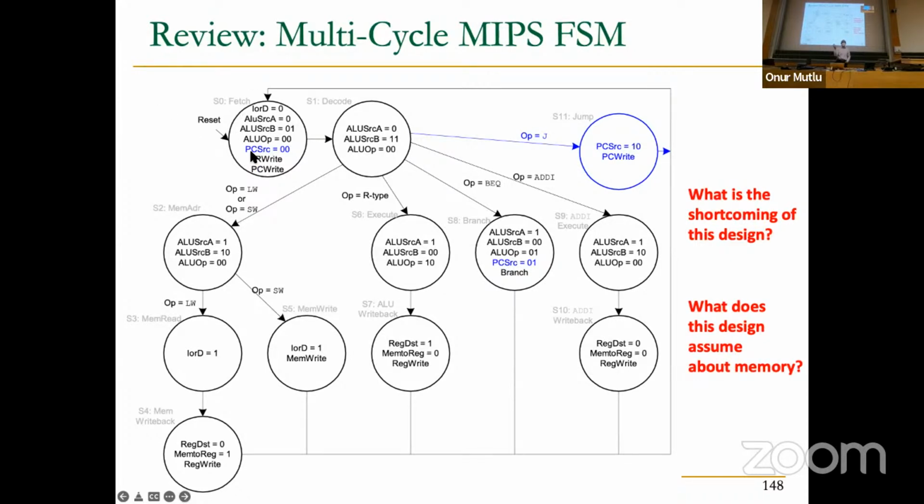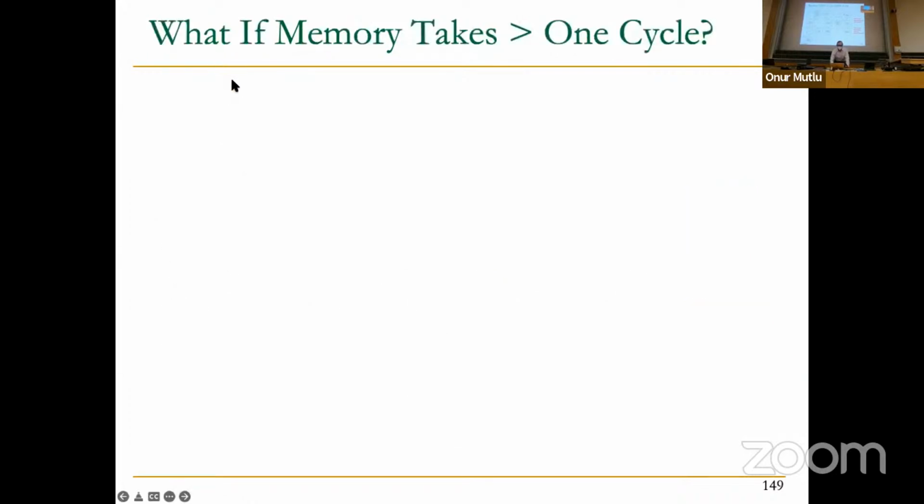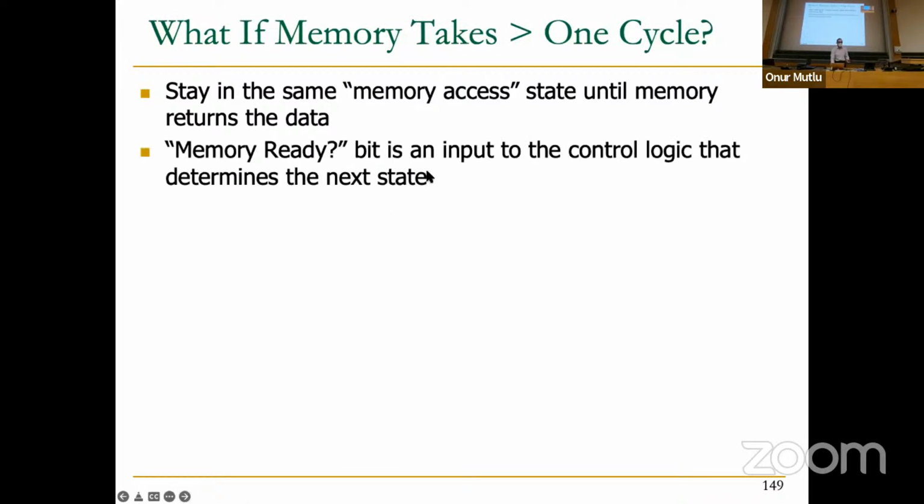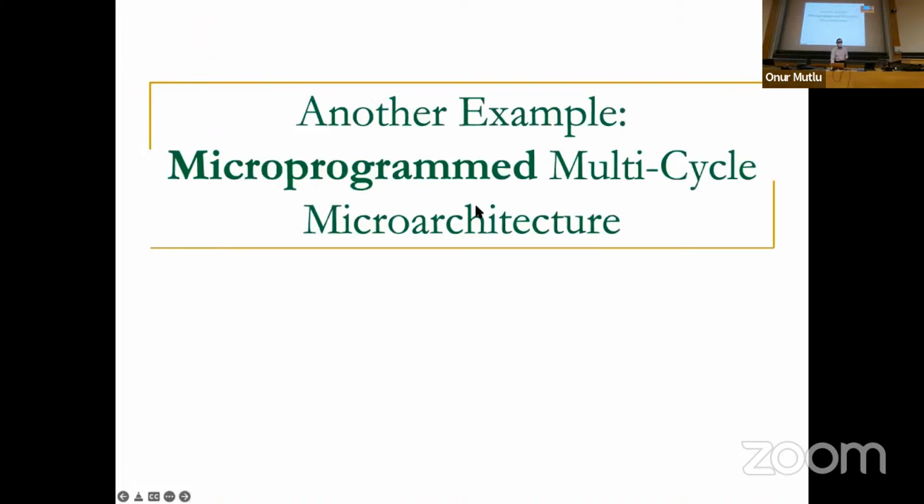Basically, every clock cycle you check, is memory done? No, you stay in the same state, which is the memory access state. Every clock cycle you do this checking until memory tells you I'm done, you stay in that state. It could be 100 cycles, it could be 1,000 cycles, it could be a million cycles. You're in the same state waiting for memory to tell you I'm done. Once it says I'm done, you go to the next state, basically. That's the beauty of this. You don't need to design your clock cycle time to take 1 million nanoseconds, for example. Okay, so that's the idea. Stay in the same memory access state until memory returns the data. So you need a memory ready bit as input to the control logic.